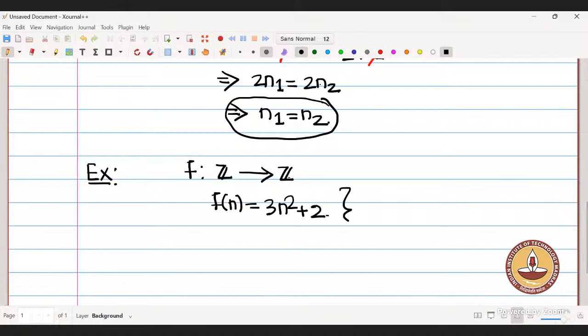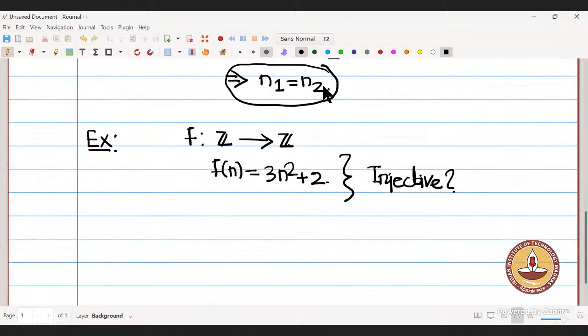So what about this map? Is this map injective? No, sir. It is a quadratic function, so it will not be a one-one function. Tell me why. You need to show that this is not injective. So we will write 3n1 square plus 2 is equal to 3n2 square plus 2. If they are not equal, then the function is not one-one. If they are equal, then the function is one-one.